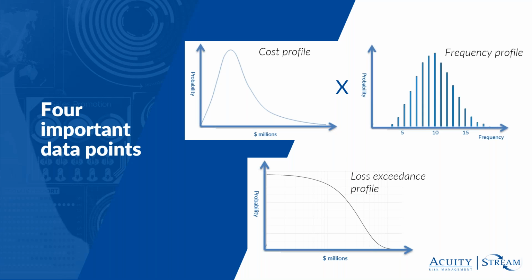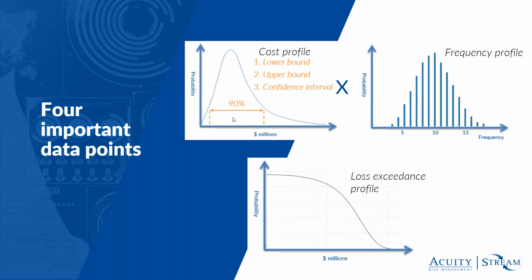So I can hear you then asking, okay, so in practice, how do we go about undertaking a quantitative risk assessment? Well, there are actually just 4 important data points. If we can understand the lower bound and the upper bound of our potential losses with a confidence interval, that gives us all the data we need to understand the distribution of this cost profile.